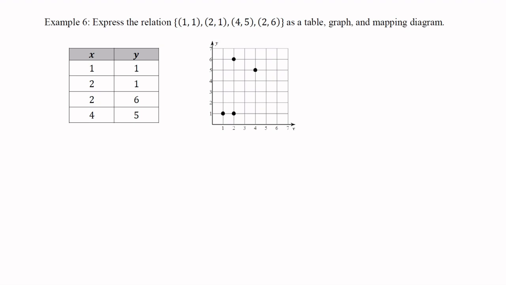To do a graph, you simply take each set of ordered pairs and you plot them. And that would give you the graph that you see here.